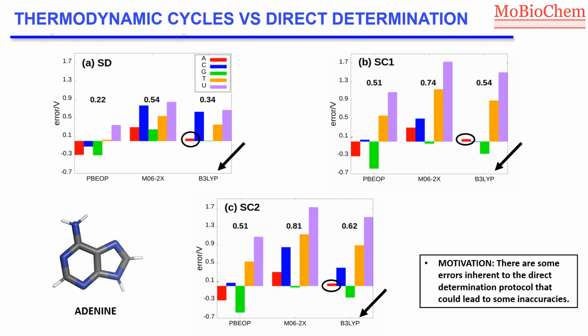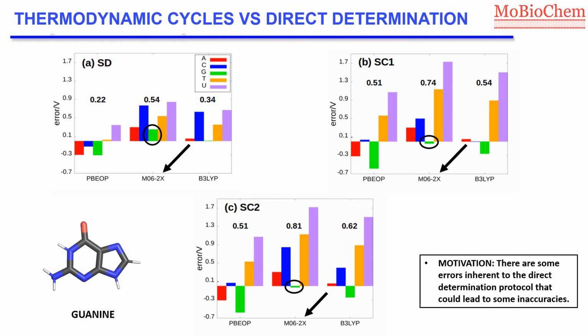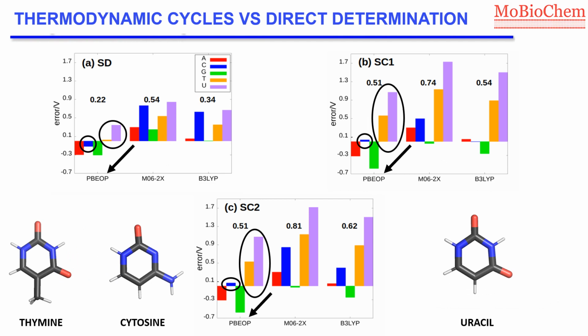Despite this, the accuracy of the functional is system dependent. For example, the potential of adenine is better described with B3LYP. On the other hand, the potential of guanine is more accurate when it is computed using M06-2X. And in the case of the pyrimidine nucleobases, PBE0P is the most appropriate functional.